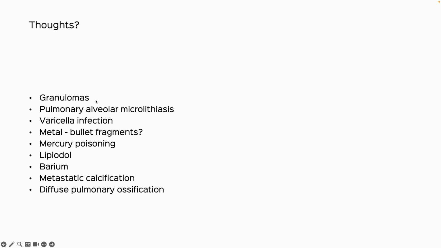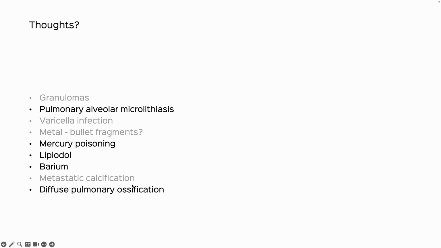But these are not granulomas. I think that's quite clear. There's no surrounding fibrosis. It's not varicella. They would be more punctate. I don't think I've seen varicella calcified nodules in a long, long time. Metastatic calcification occurs in patients who typically have uremia, so that's not there. And these are not bullet fragments at all. They're not that high density. There are no artifacts that you see.